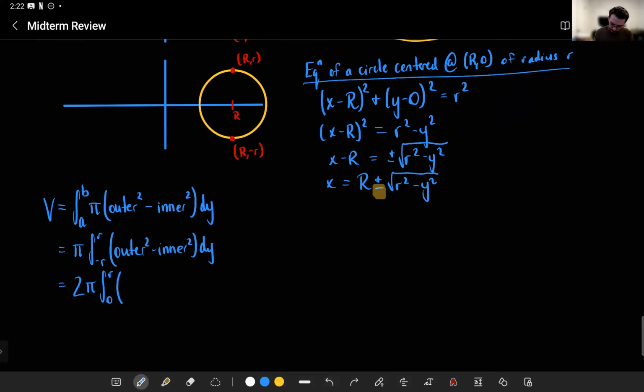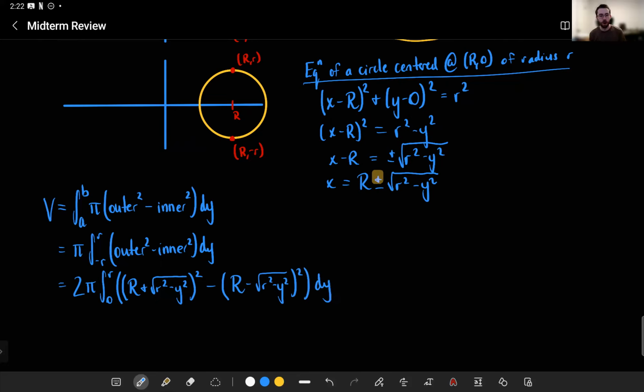So let's do that. Now, outer, I said, was going to be, if you take the plus here on the right-hand side, so outer squared is going to be big R plus the square root of little r squared minus y squared. So I square all that. And then inner is going to be if I take the minus sign over there. So minus the square root of little r squared minus y squared, okay, there we go.